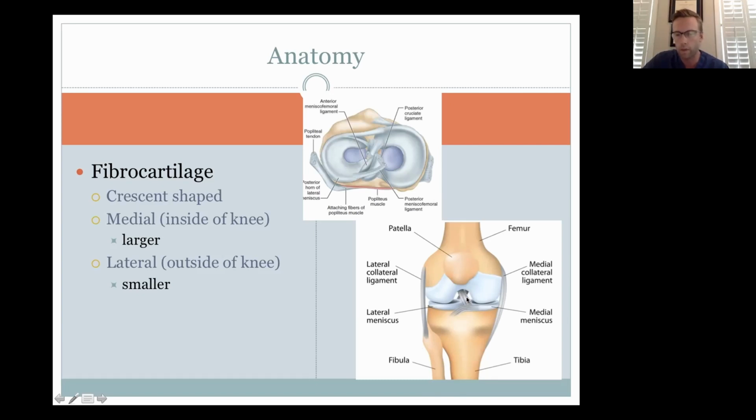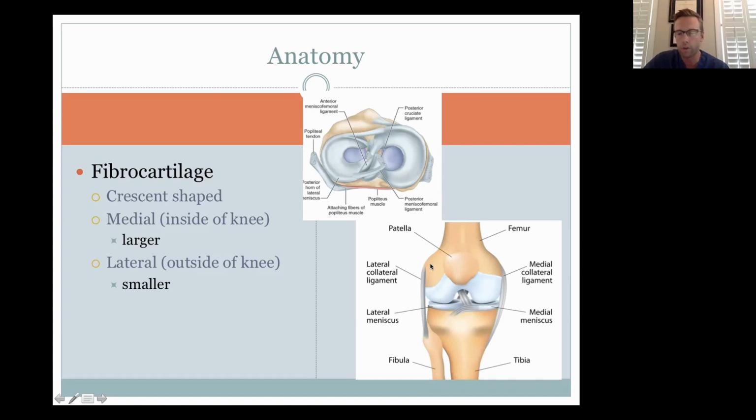And the one that everybody has heard about is the ACL, or your anterior cruciate, meaning it starts from the front of the knee and goes to the back. And then the PCL, or your posterior, and sometimes people remember posterior as your backside or your buttocks, and so it's the back side of the knee coming forward.